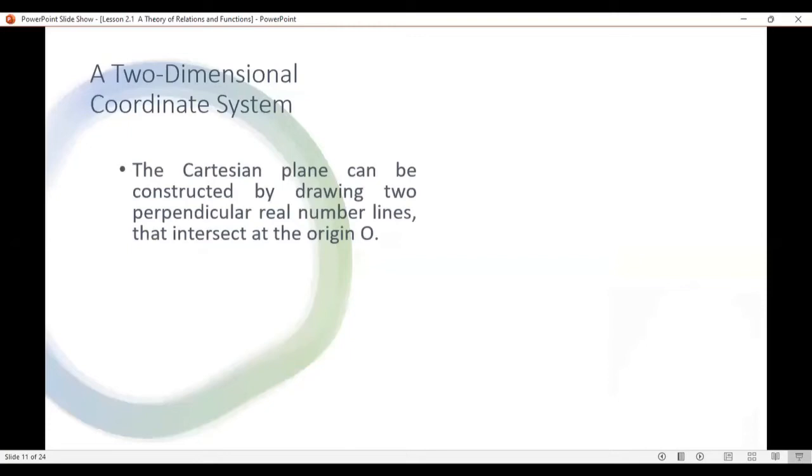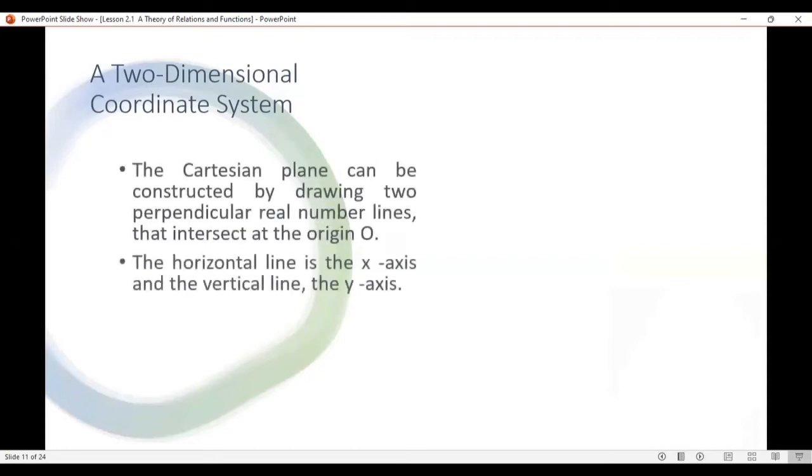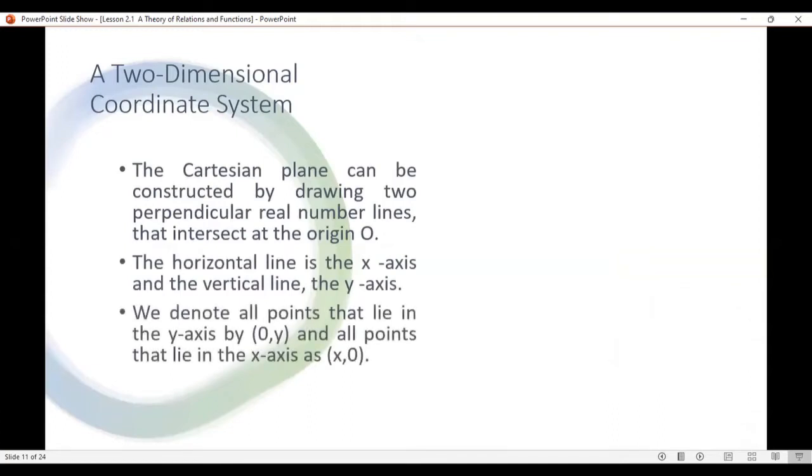So the Cartesian plane can be constructed by drawing two perpendicular real number lines that intersect at the origin O. The horizontal line is the x-axis and the vertical line is the y-axis. We denote all points that lie in the y-axis by ordered pair (0, y), and all points that lie in the x-axis as ordered pair (x, 0).